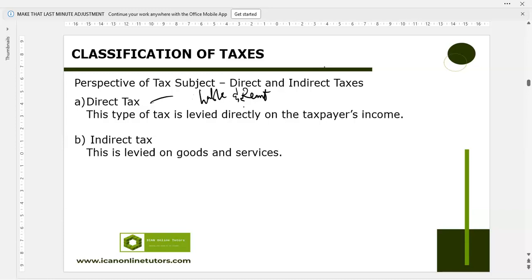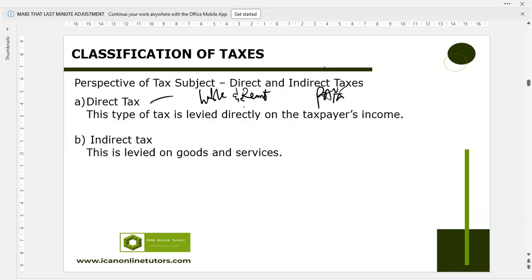Then also, if you are an employee in a contract of employment, you pay as you earn, that's PAYE, which is deducted from the salary at the end of each month or when salary is being paid. So it is a direct tax. You are paying it directly, okay? So the government is charging it directly on your income.